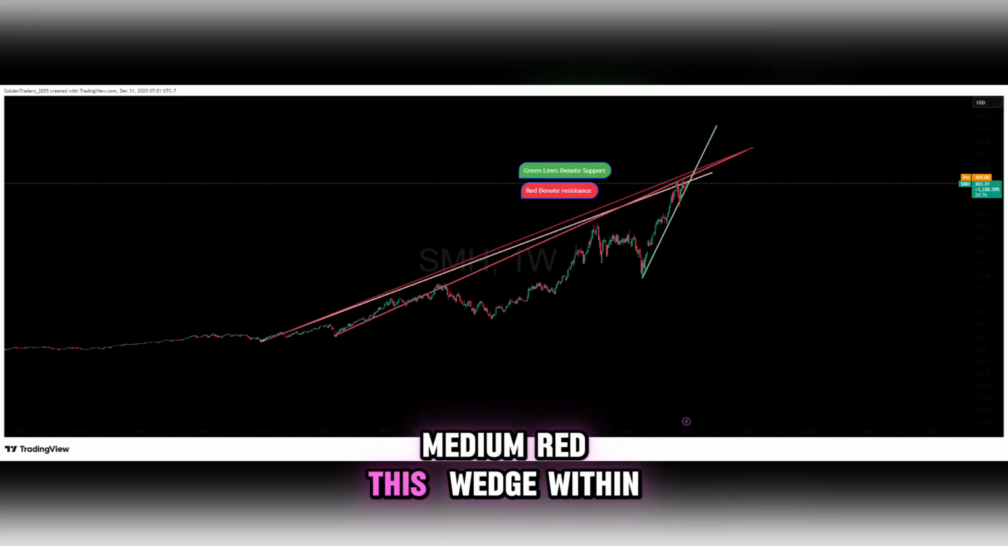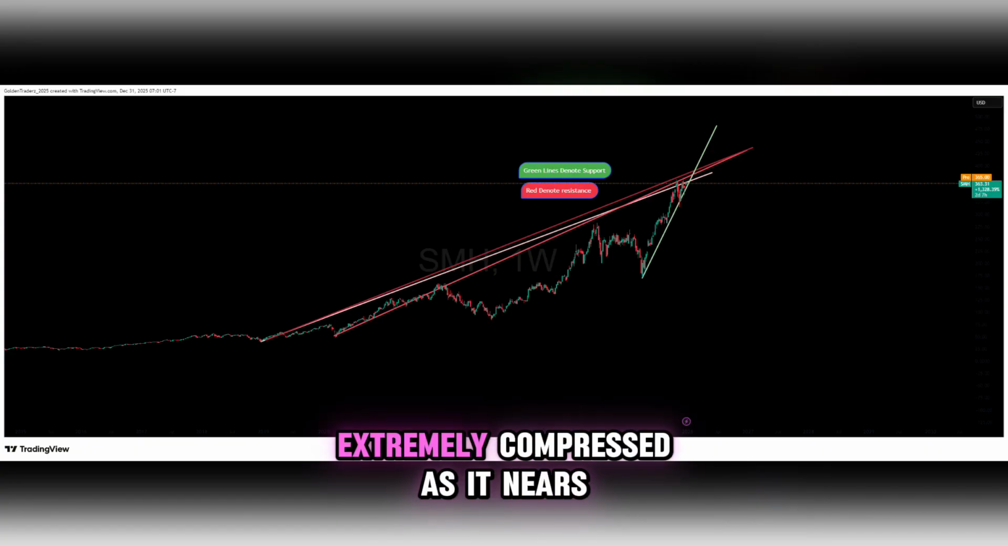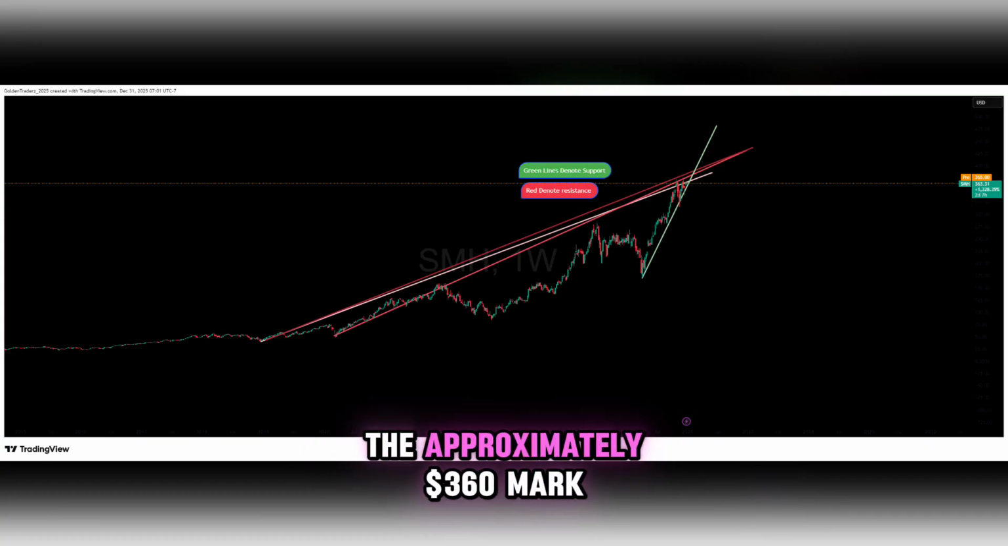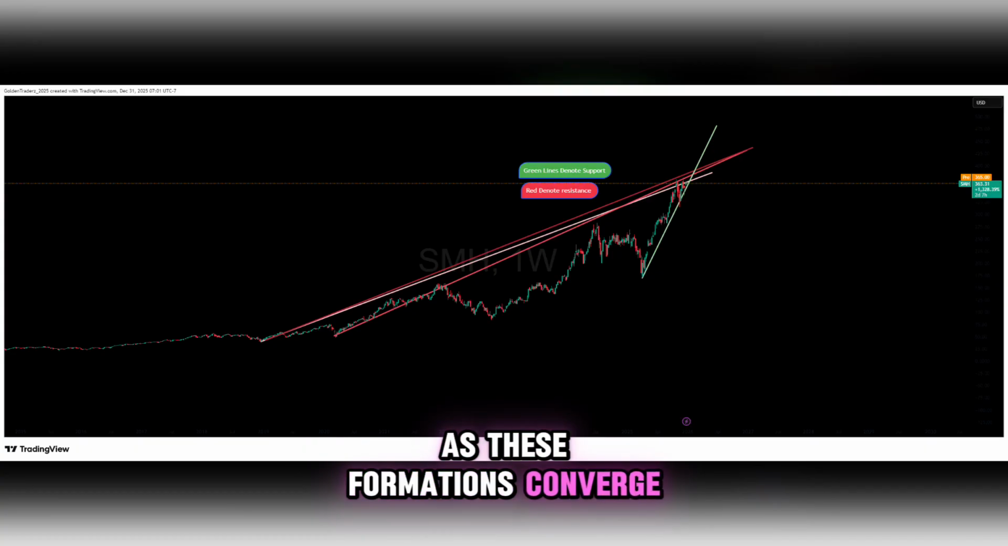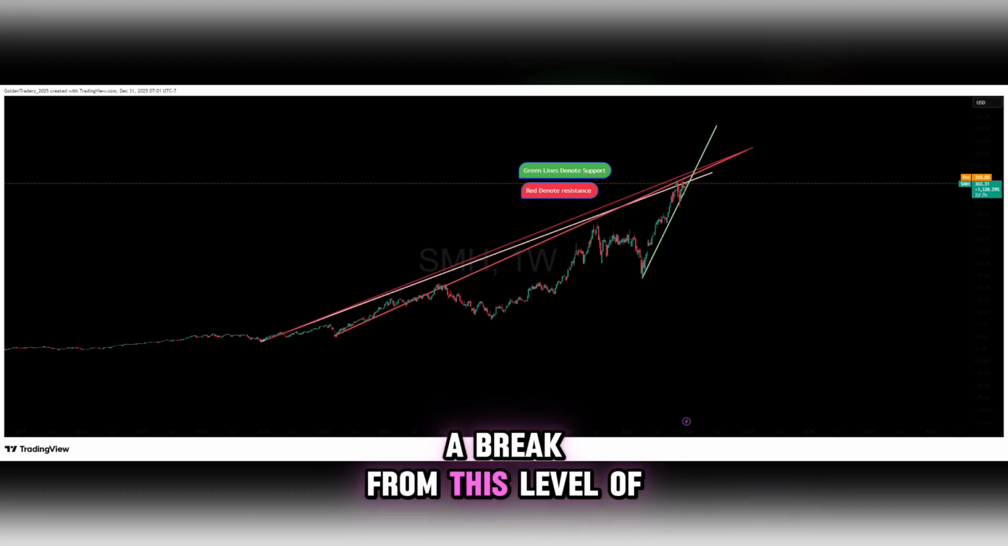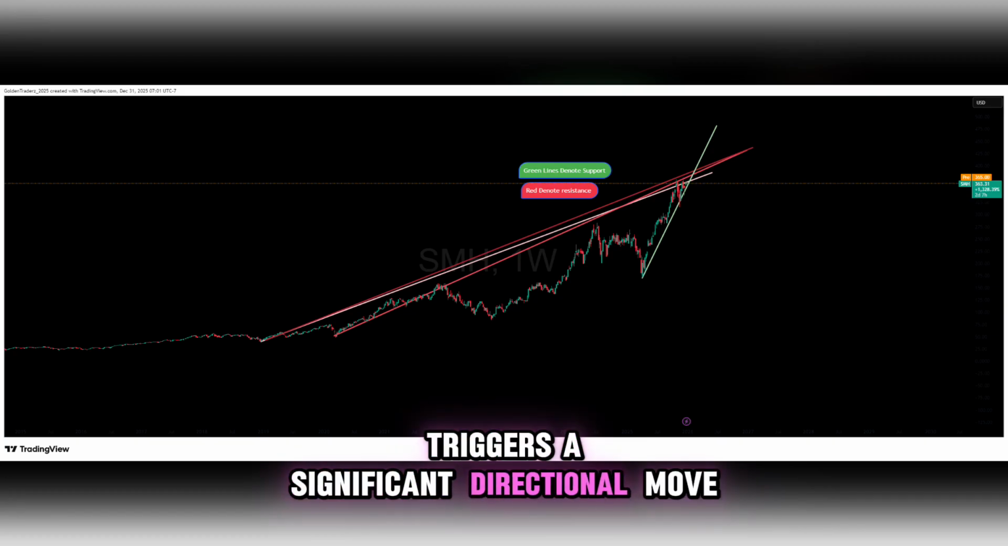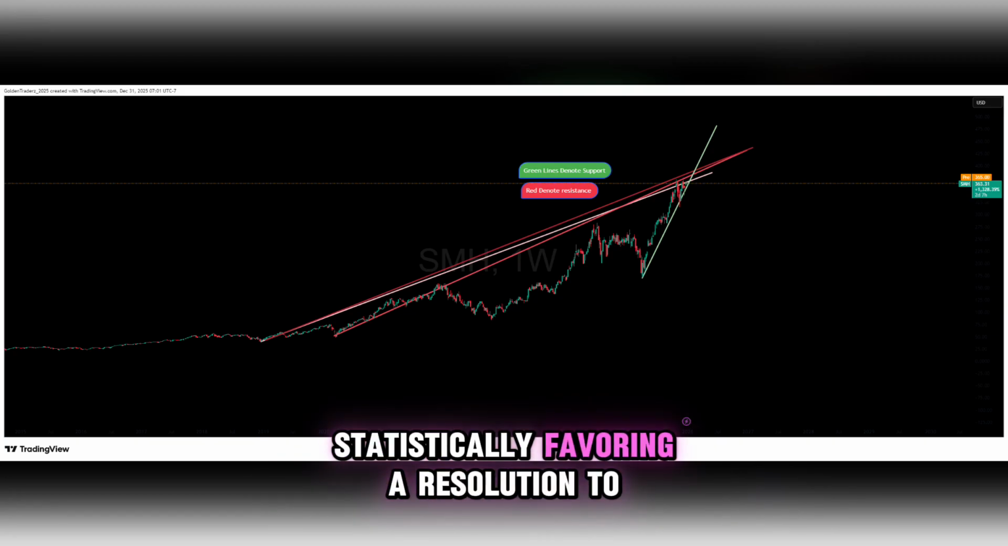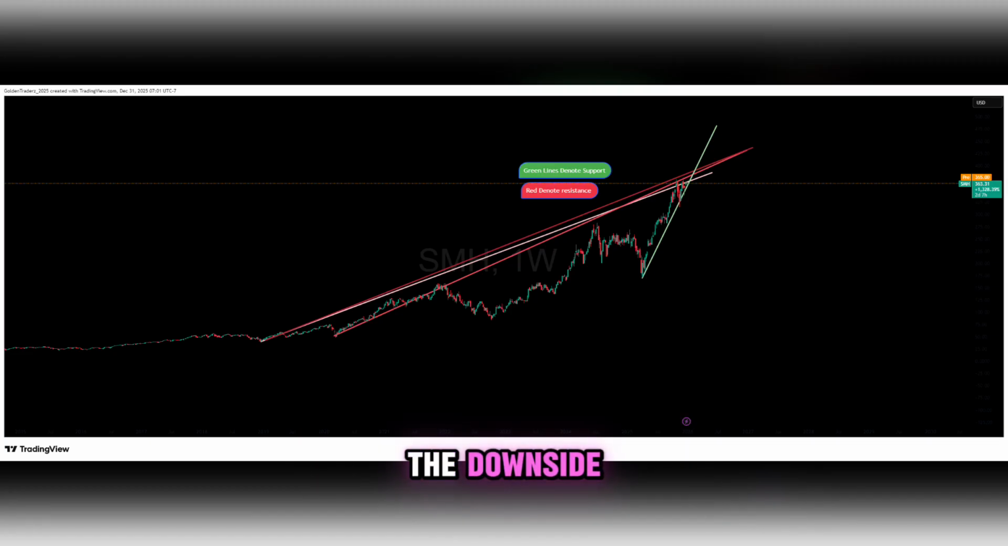This wedge within a wedge indicates that the price action is becoming extremely compressed as it nears the approximately $360 mark. As these formations converge, price action is becoming increasingly compressed. Historically, a break from this level of coiling triggers a significant directional move, statistically favoring a resolution to the downside.